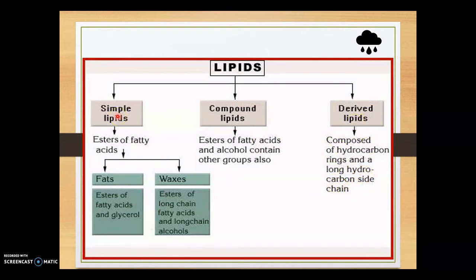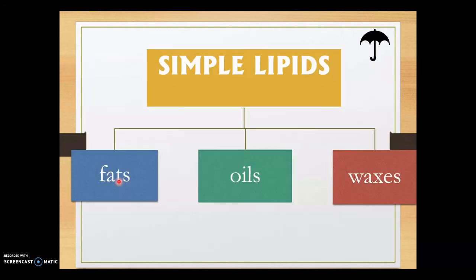Now the simple lipids are classified mainly into two groups, fats and waxes, and there is one more group called oils, in liquid form. Oils, fats and waxes. So let's look at the simple lipid classification. It's divided into fats, oils and waxes. Examples of fats are butter and similar solid fats.